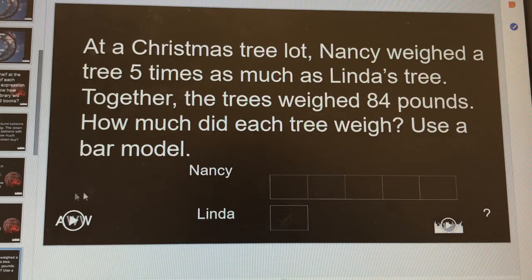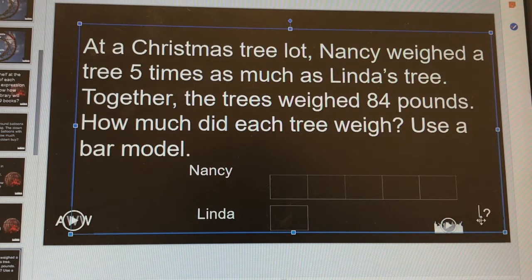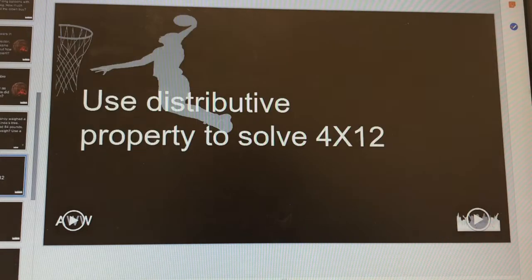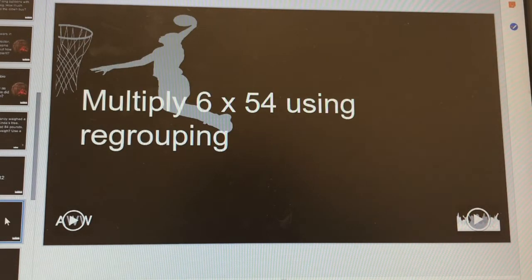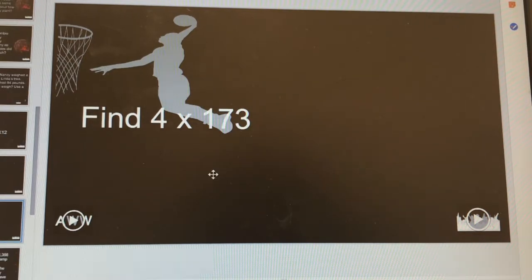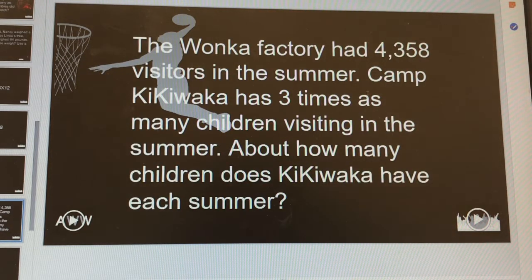So these are what they look like. Some of these have models that I expect them to recognize, and I'll move that a little bit down, and be able to solve what the unknown number is. And it's still just multiplying. Some distributive property regrouping is also expected for this test. Some partial products, more math problems, and I've changed the wording on this one to Willy Wonka and Kiki Waka. These are the things I could think of when I thought of my kids, what shows they watch.